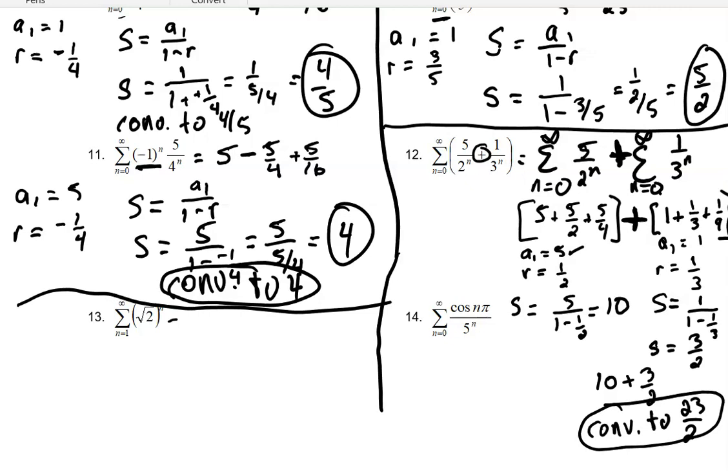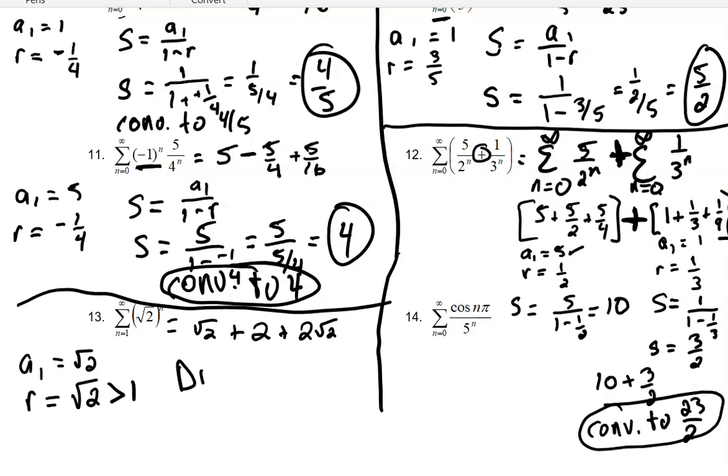We have root 2 to the n, so our initial term would be root 2. Root 2 squared is 2. Root 2 cubed would be a root 8, so 2 root 2, and we continue to multiply by root 2 over and over and over again. This is one that we have to recognize. Even though our first term is a root 2, our common ratio is also a root 2. That is greater than 1. Hopefully we know that. So this is one that we would say diverges.